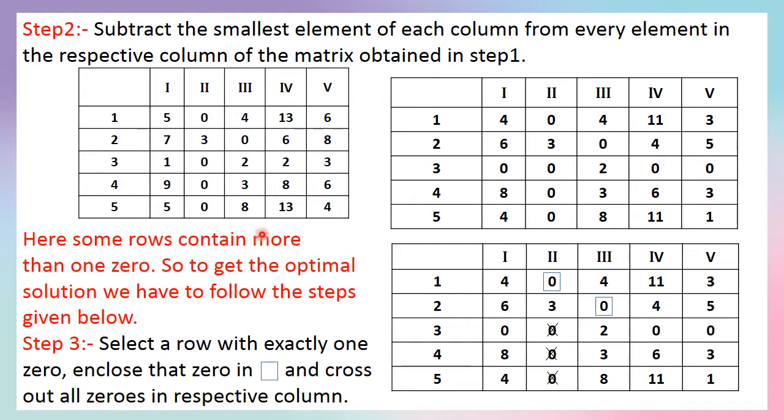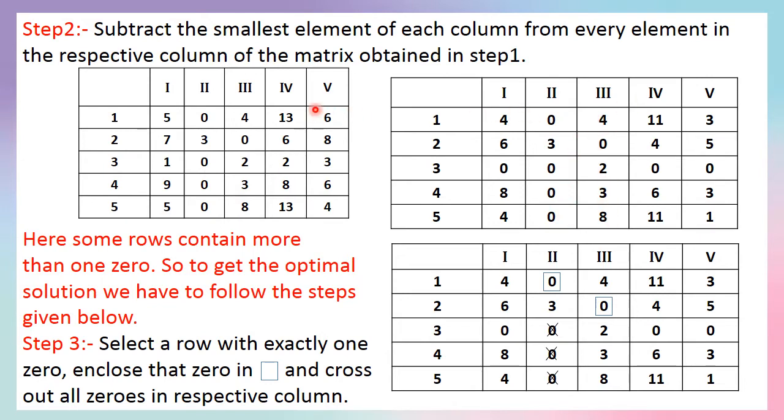Here we have the matrix obtained in step 1 and we are going to the first column. So 5, 7, 1, 9, 5 are the elements in the first column. So 1 is the smallest element. We have to subtract 1 from all the elements. So 5 minus 1 is 4, 7 minus 1 is 6, 1 minus 1 is 0, 9 minus 1 is 8 and 5 minus 1 is 4. Now the second column has 0 as the smallest element, so there is no change in the second column, and the third column also.